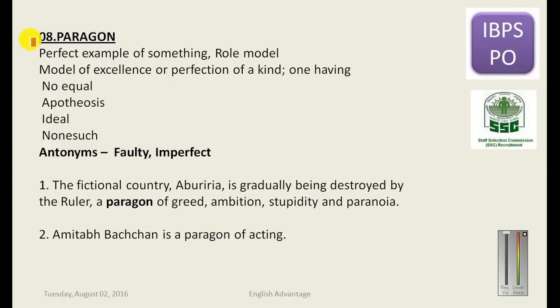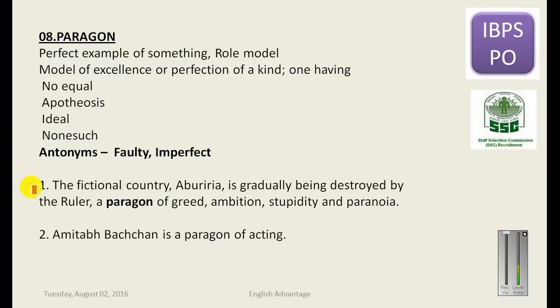Paragon is a perfect example of something, or you can say role model of something, or you can say model of excellence. Synonyms of this word will be no equal, apotheosis. This is also a very important word, apotheosis, ideal, nonesuch. This word has come in the Bank PO exam, nonesuch. Okay, and the antonym of this word will be faulty and imperfect.